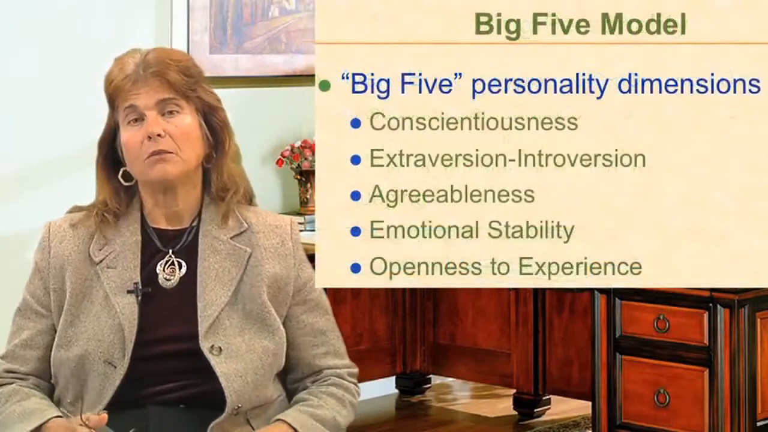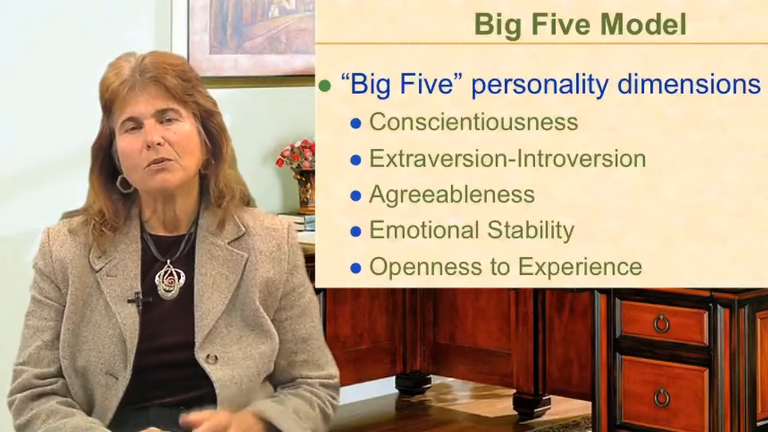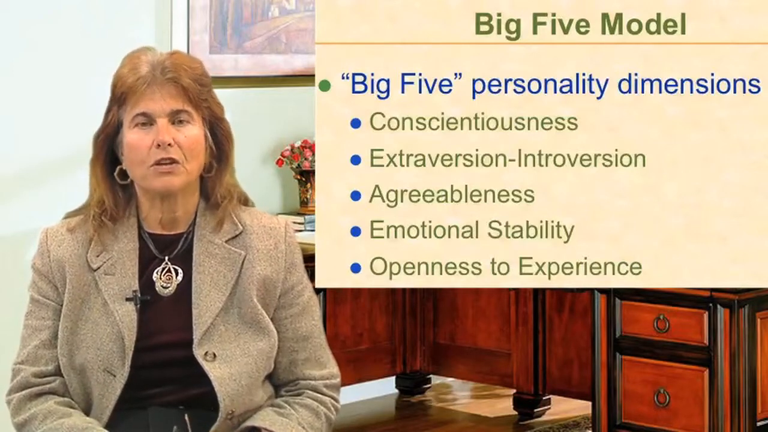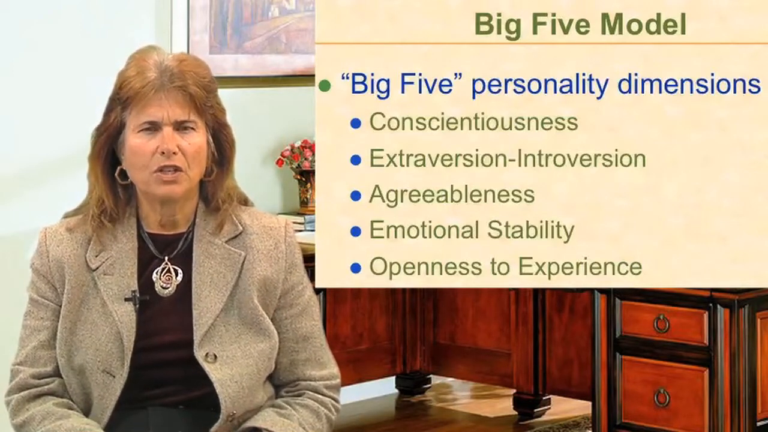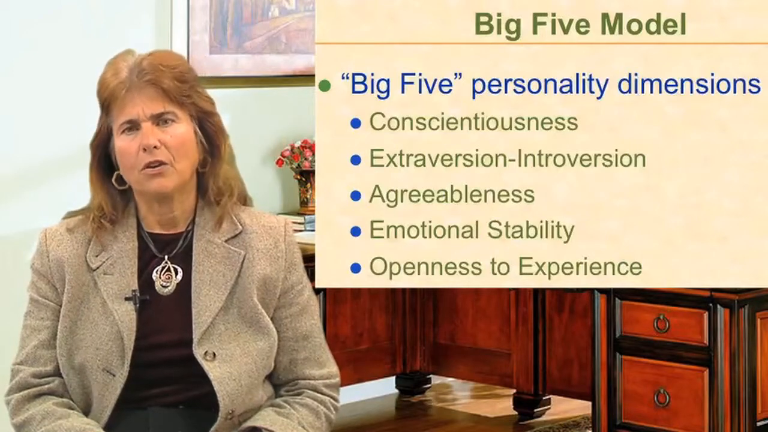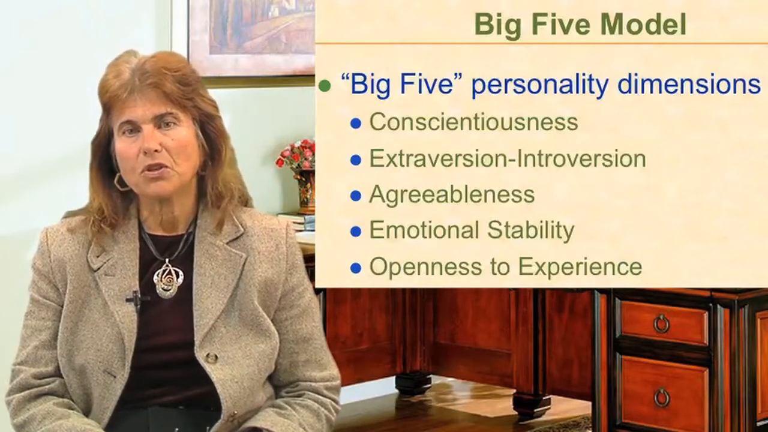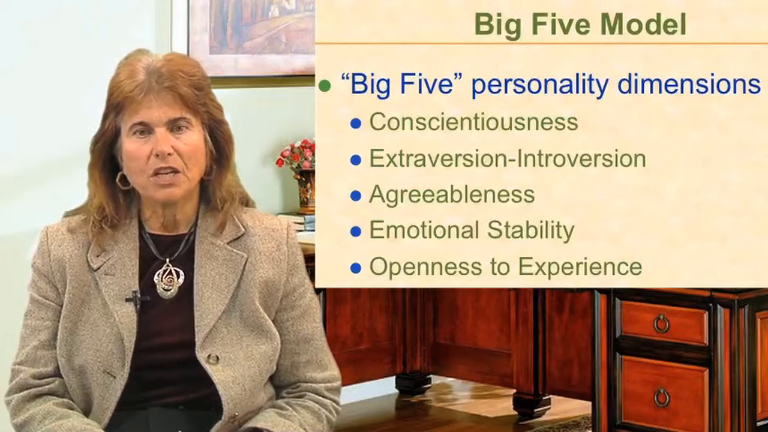We also have a model on personality that's called the Big Five model, which is discussed in your book, and these are the 5 characteristics: how conscientious people are, how extroverted they are, how agreeable they are to work with others, their emotional intelligence and stability, and how much they like adventure and openness to new things.